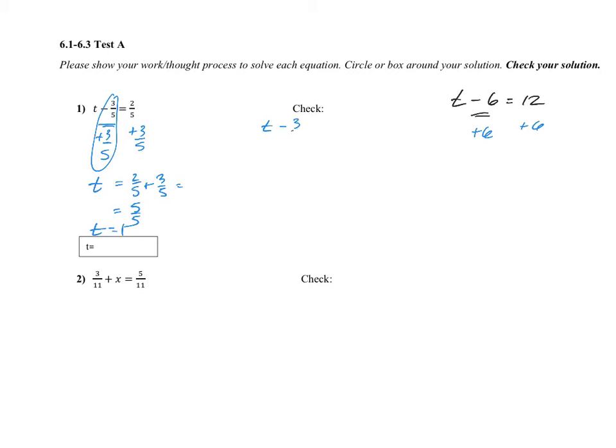And then I check it by plugging it back into the equation. t minus 3/5 is supposed to equal 2/5. So I put in 1 for t, and 1 minus 3/5 is supposed to equal 2/5. This 1 is 5/5 minus 3/5, and 5 minus 3 is 2, so that's 2/5. This side's 2/5, this side's 2/5, so it checks. My answer is that t equals 1.